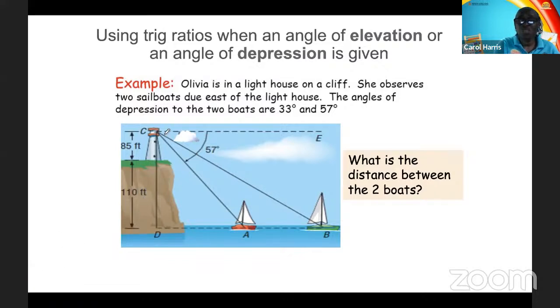So which one is a bigger angle based on the question we've been given? Which is a bigger angle? 57 or 33? 57. All right. So the 57 is a bigger angle. Think about it now. Why is it that we didn't put the 57 between CE and CB? Any thoughts?